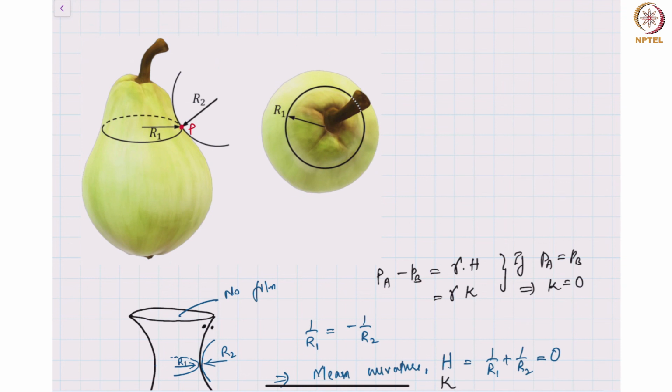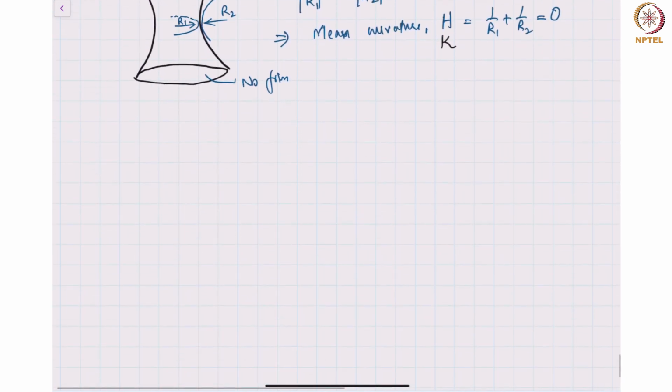And then we looked at some generalization of this curvature. The mean curvature kappa will be 1 by r1 plus 1 by r2, where r1 and r2 in terms of magnitude can have opposite signs. So the net curvature can sometimes be 0.